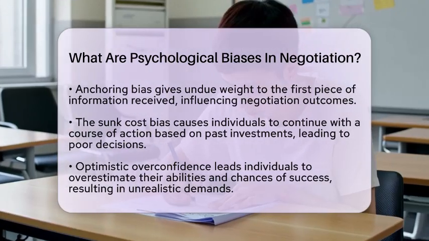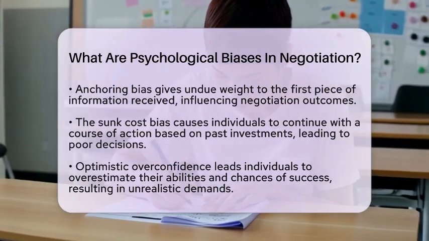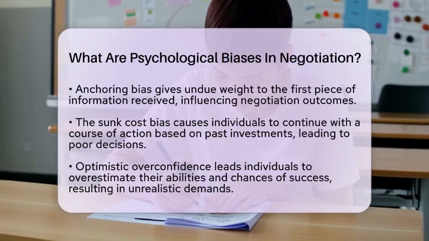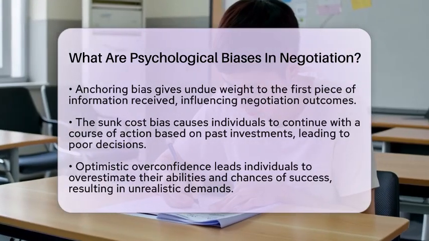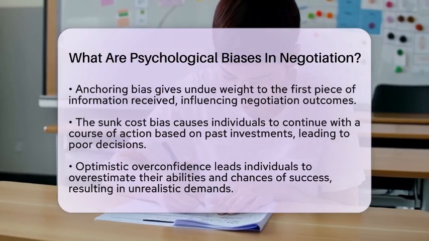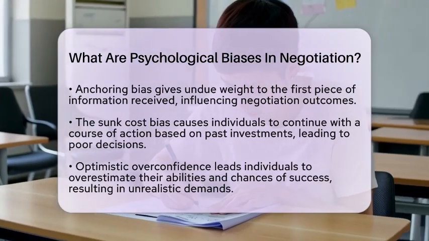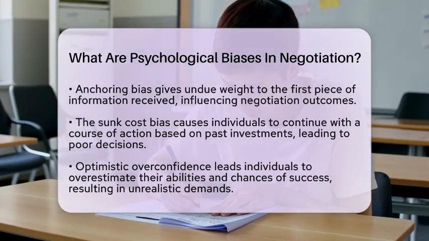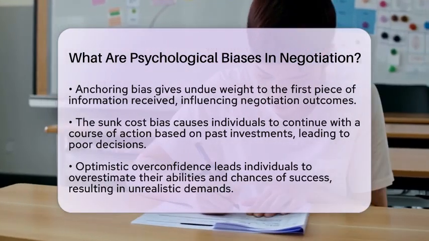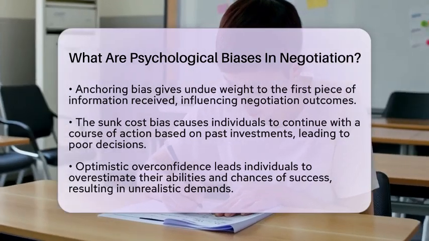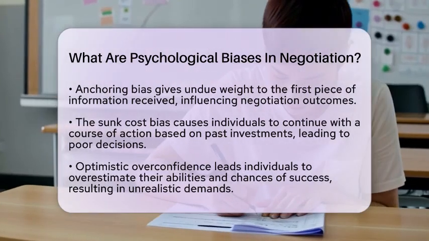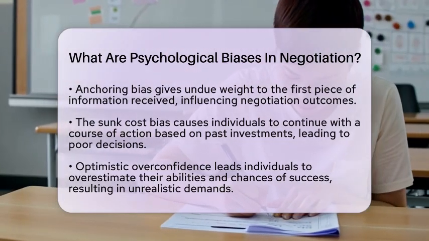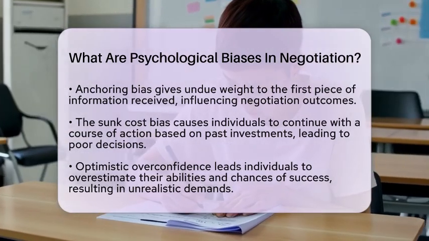Optimistic overconfidence is also common. This is when individuals overestimate their abilities or the likelihood of positive outcomes. Lawyers may think they have a better chance of winning than they actually do, which can lead to unrealistic demands. Egocentric bias is when individuals assume others share their perspective. This can create miscommunication and unrealistic expectations during negotiations. Lastly, herd behavior can influence decisions. This is when individuals follow the actions of a group, sometimes leading to poorly thought-out choices.